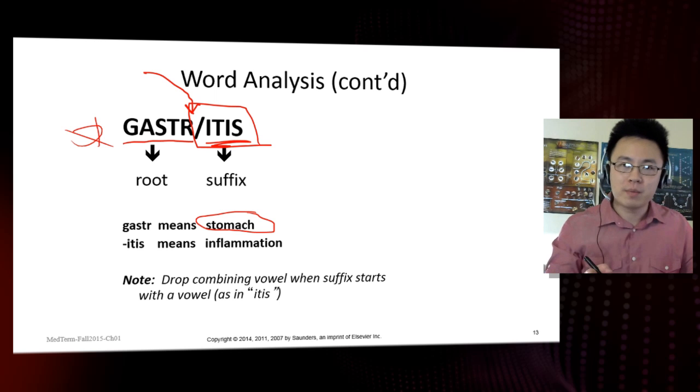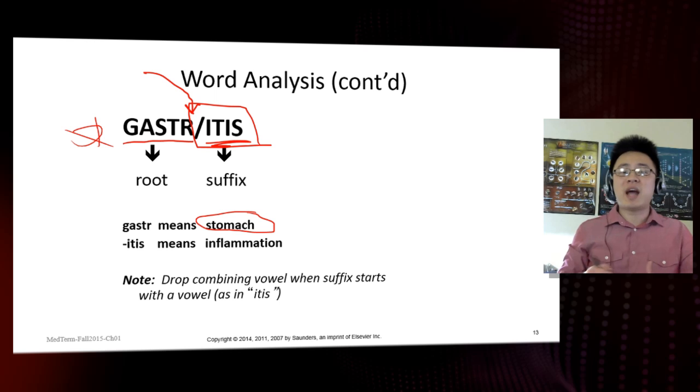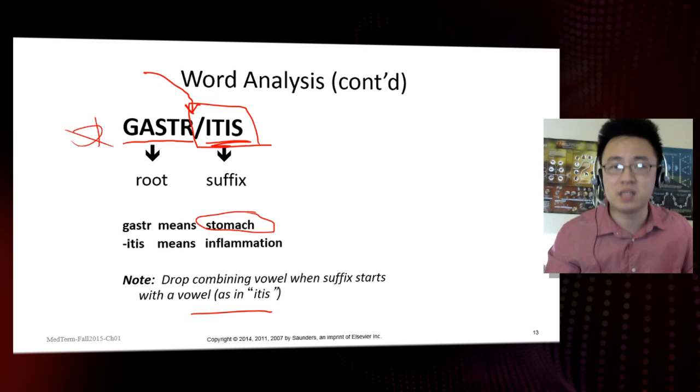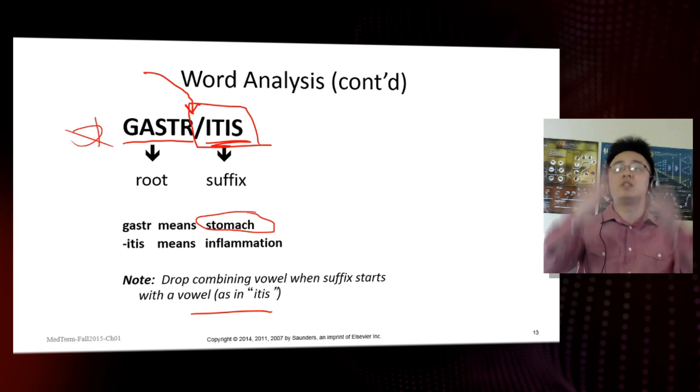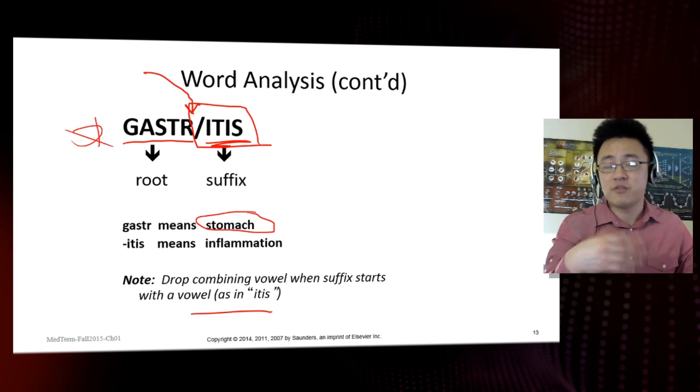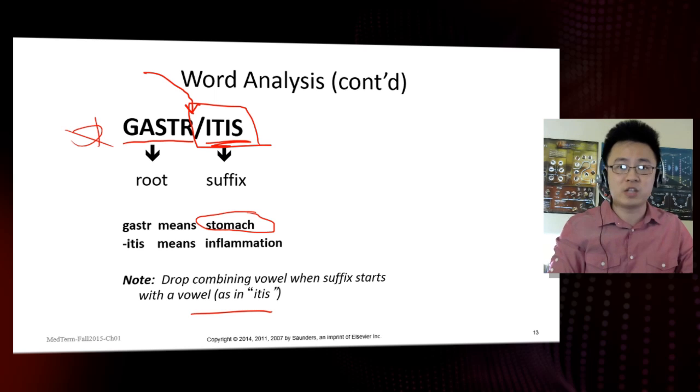The reason why is because itis, which is that suffix, already begins with a vowel. So we don't need to say gastroitis. It sounds kind of funky. Gastritis is good enough, and it sounds wonderful. So you can drop that combining vowel when the suffix already starts with the vowel itself. Again, the purpose of the vowel is to allow for the smooth pronunciation. So for the most part, we can drop that combining O if the next part already begins with the vowel.